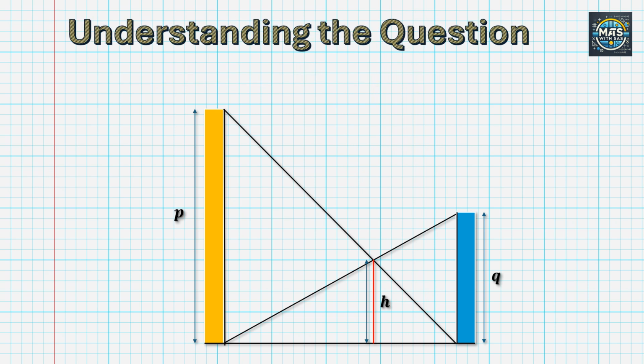Here's the problem. We have two vertical bars, one with height p and the other with height q. A line is drawn from the top of one bar to the base of the other, and vice versa. These two crossing lines intersect at height h. Our goal is to find h using only p and q.